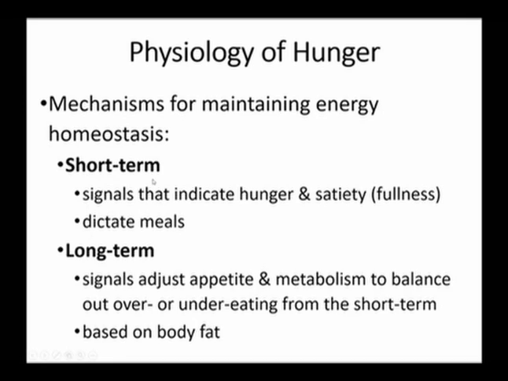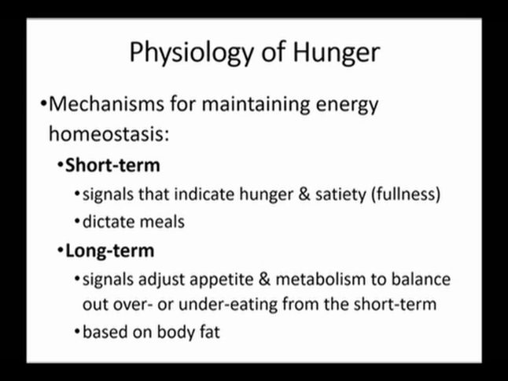So short-term is when we talk about sort of right now, immediately, how can I fix an energy deficit or over expenditure? And so these short-term signals will indicate mostly our hunger and satiety or fullness. So if you're hungry, you eat. If you're full, you stop eating. So it's going to dictate when and how we eat our meals. So how much food are you having right now, and when are you going to eat it?